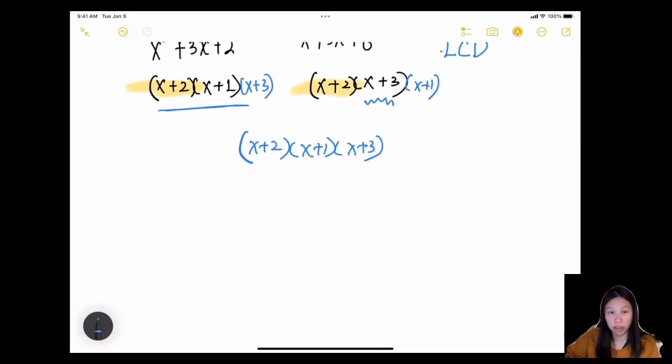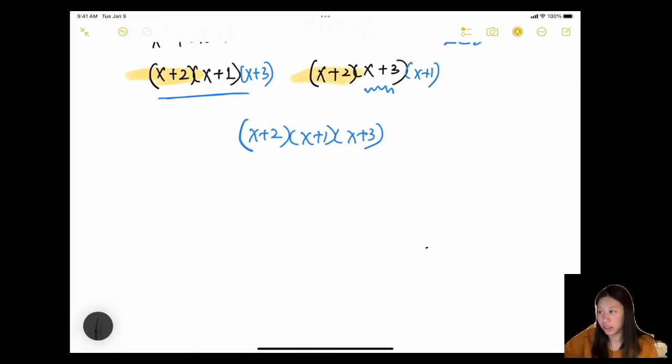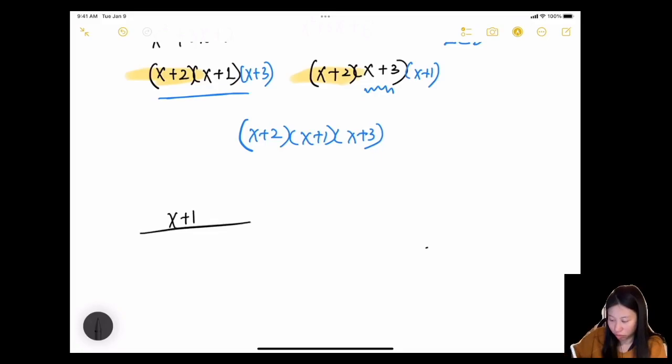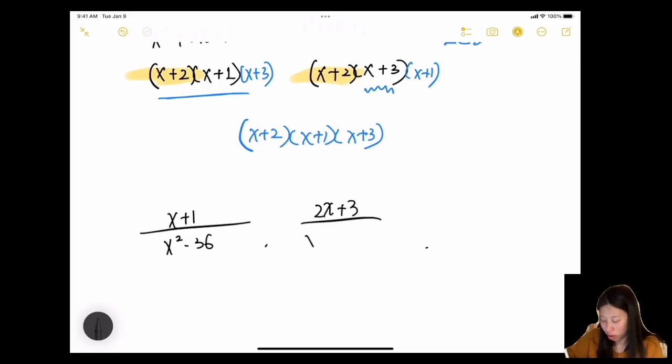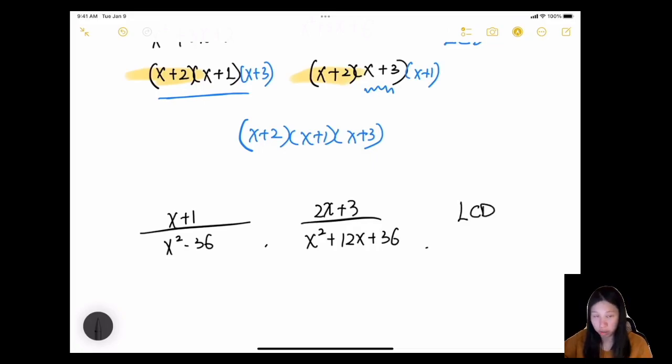Let me give you another example. Let's look at the function. Okay, now let's look at these two rational functions. We don't need to care about the top, which is the numerator. We just need to look at the denominator. Let's try to find the least common denominator.